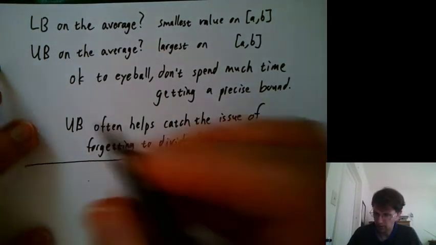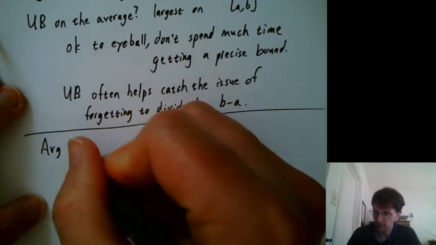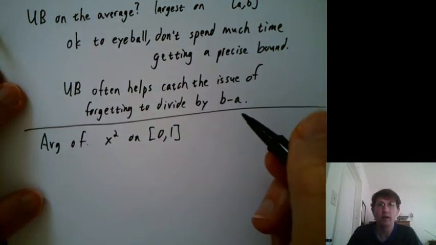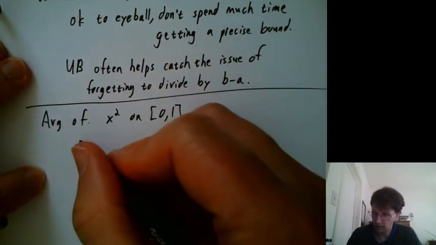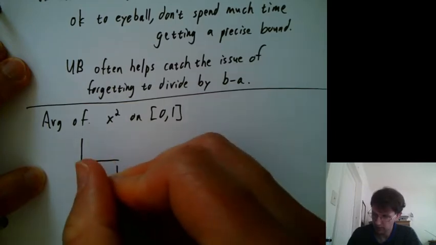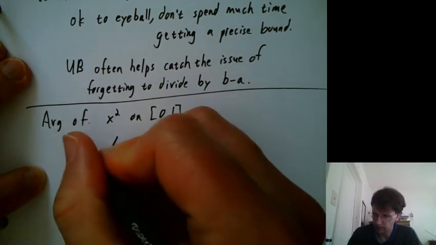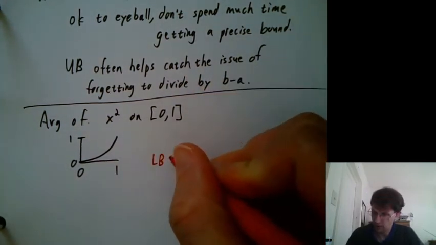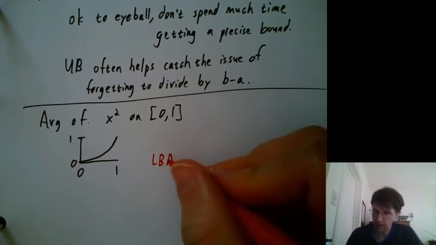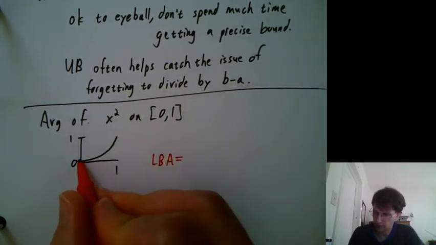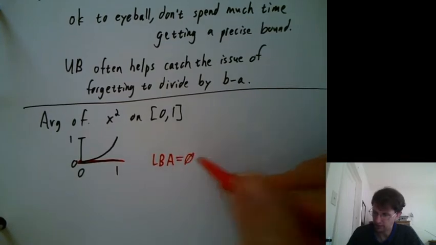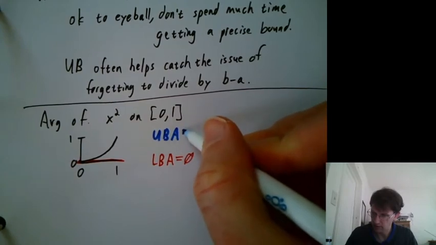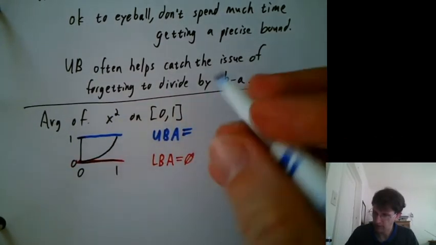Let's do a quick example. How about the average value of x squared on 0 to 1? So first thing I would do is draw it, right? So 0 to 1, x squared looks something like that. How about a lower bound on the average? All right, lower bound on the average, LBA. Well, the lowest value is 0, right? So just 0. How about an upper bound on the average? Well, the largest value is 1.